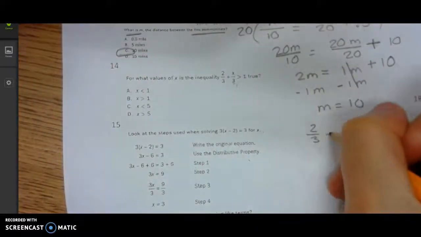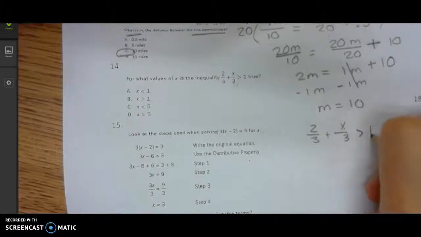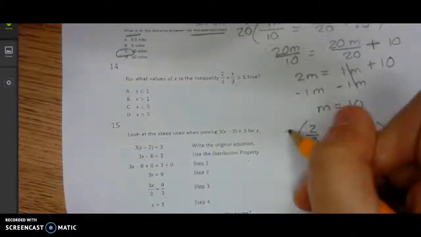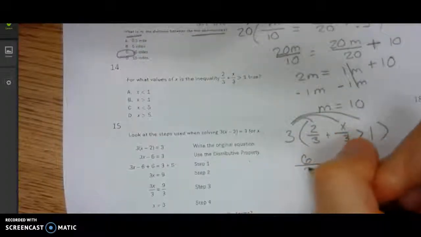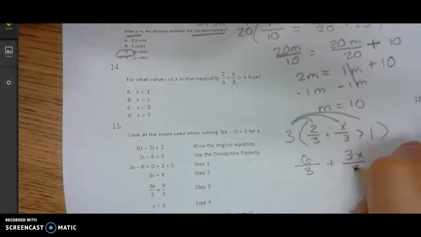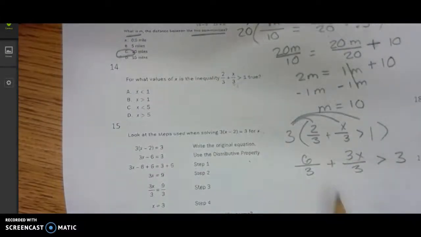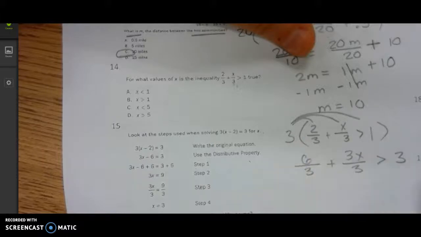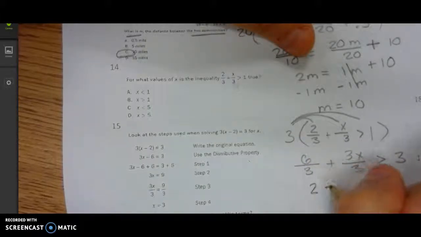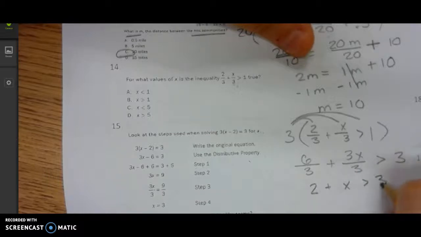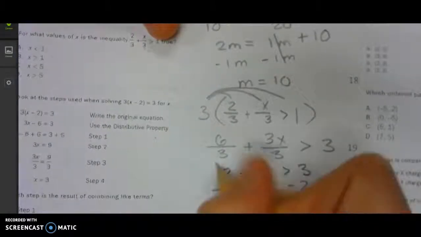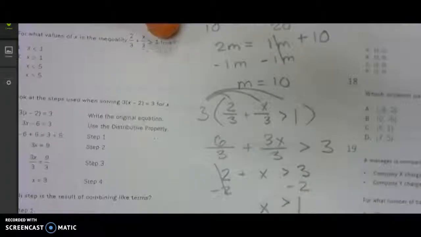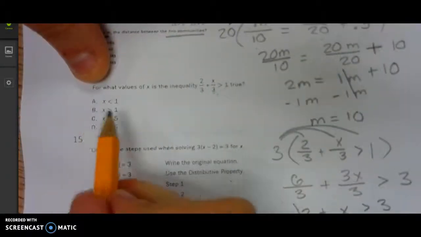2 over 3 plus x over 3 is greater than 1. Multiply the whole thing by 3. 6 over 3 plus 3x over 3 is greater than 3. Remember, this is a positive 3, so I don't switch my sign. Simplify. 2 plus x is greater than 3. I'm going to subtract 2. X has to be greater than 1. Come back to my multiple choice, and that is B.